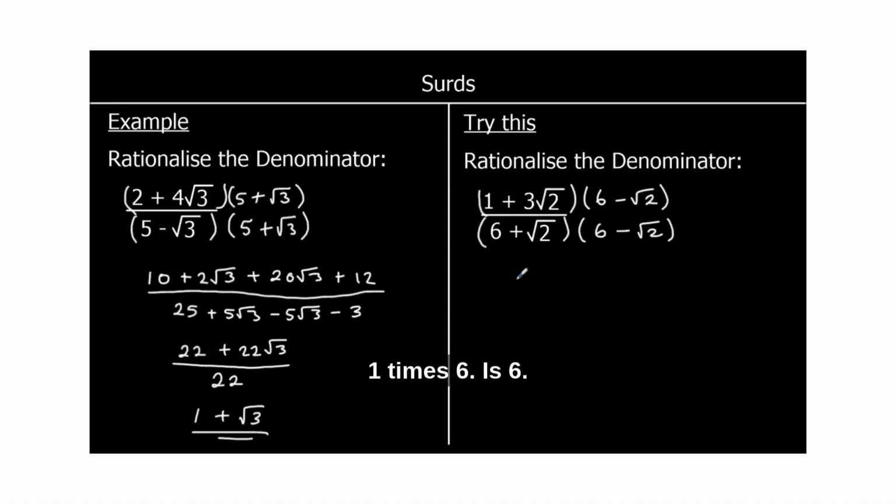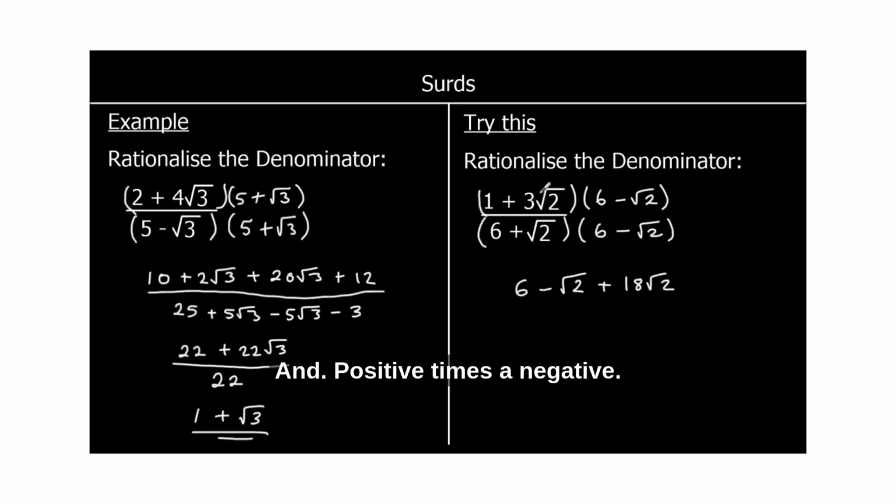1 times 6 is 6. 1 times negative root 2 is going to be negative root 2. 3 root 2 times 6, 3 times 6 is 18, so that gives me 18 root 2s. And positive times a negative, so negative 3 root 2 times root 2. Root 2 times root 2 is 2, so I've got 3 times 2, which is 6.